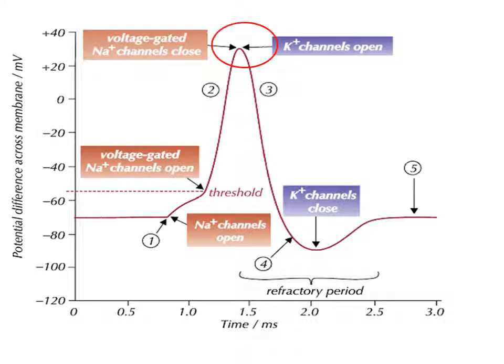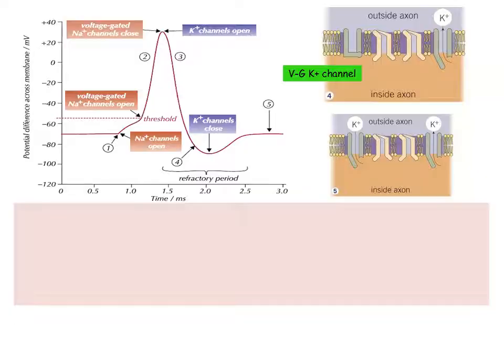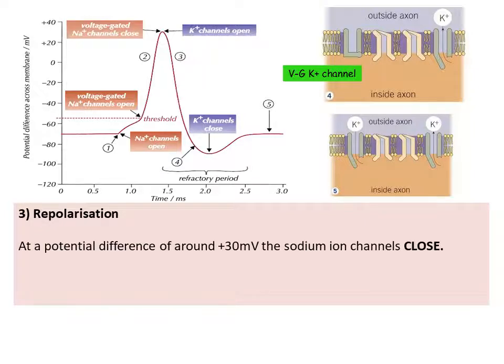Now we get to this point when as much sodium as is possible has now got in, and this causes the sodium channels to close, and the next thing that happens is the potassium channels open. Some of them, of course, were already open, but now we're going to be looking at the ones that were closed until this point. So we have this stage now called repolarization, and this is what happens.